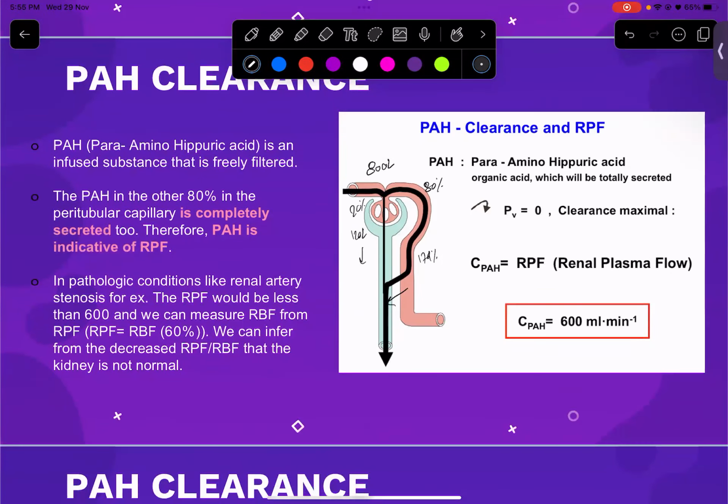So PAH can actually tell us the RPF, the renal plasma flow, because when it's totally secreted, it's going to show us exactly what the RPF is. This is really important in pathologic conditions, for example renal artery stenosis, when the renal artery itself is kind of tight, so the amount of blood passing through is going to be less than normal. If the RPF normally is 600 and there's renal artery stenosis, you might get 400, let's say. We can deduce from this that there's some kind of pathologic condition. If the PAH clearance is not equal to 600, which is indicative of the renal plasma flow, we immediately think of a pathologic condition, okay?